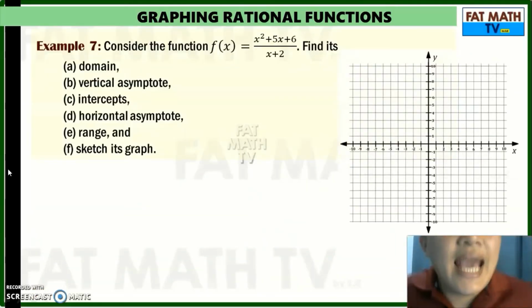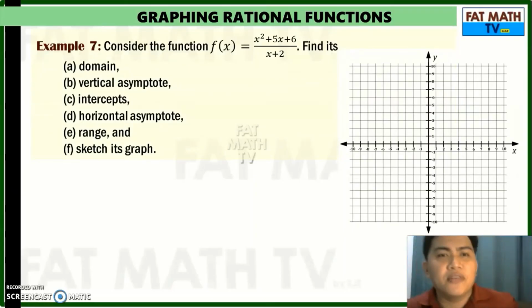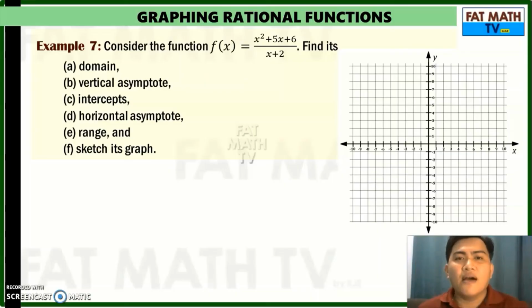Let us have our last example, the 7th example for this video. So we have here a rational function f of x equals x squared plus 5x plus 6 over x plus 2. Find the domain, asymptotes, intercepts, range, and sketch the graph.